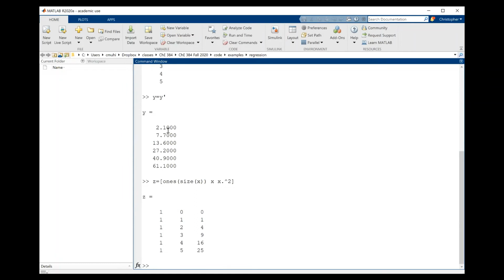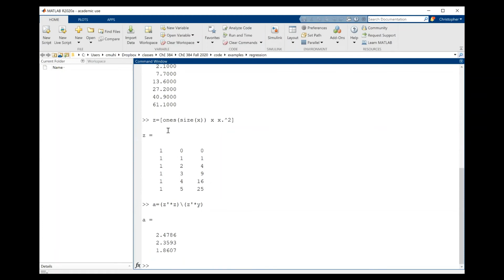Right? So now we have everything we need. We have the Z's, we have the Y's. Now we're ready to go ahead and calculate my A's. So remember, we said A was equal to Z transpose times Z, back division of Z transpose times Y.